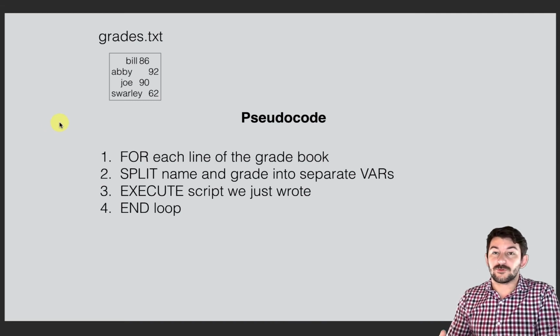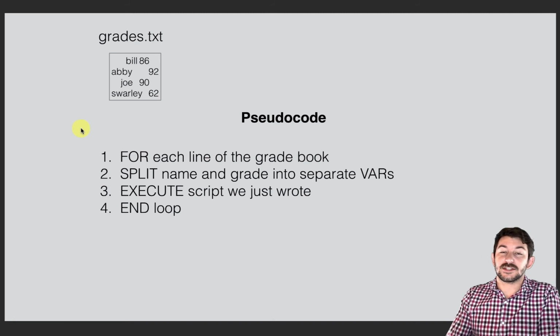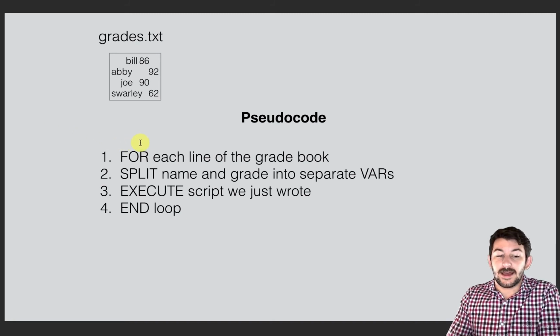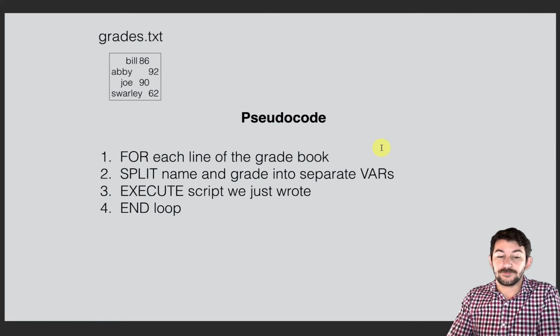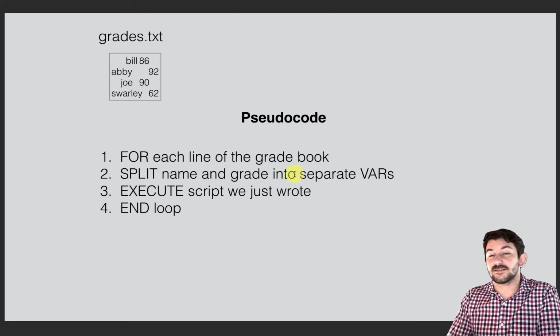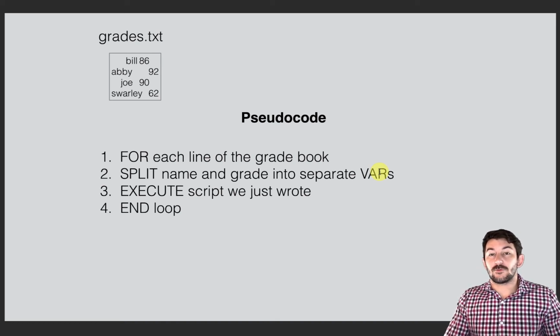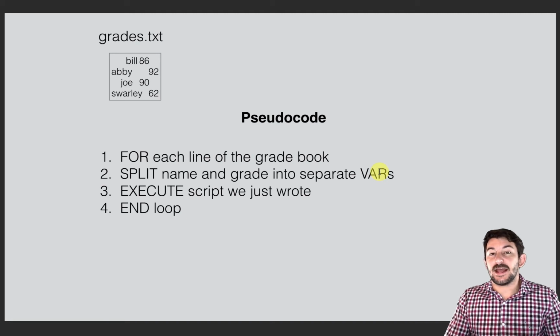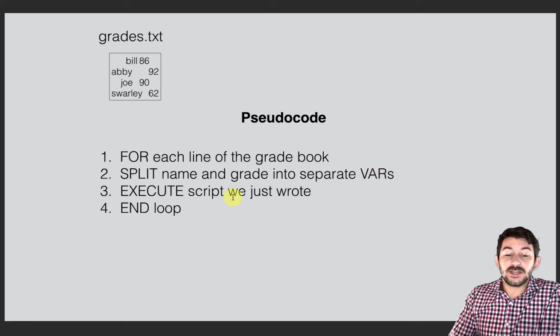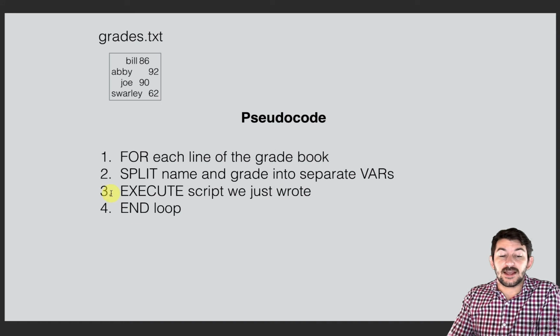We already have the script for figuring out the grade, so now we just need to apply that. And so to apply that, what we really want is to take this grade book, and for each line of the grade book, so we want to pull out each line separately, we want to split the name and grade into separate variables. We need to get that grade away from the name so that we can run it in our script, but then still keep the name to apply back later. And then we need to execute the script we just wrote and then end the loop effectively.